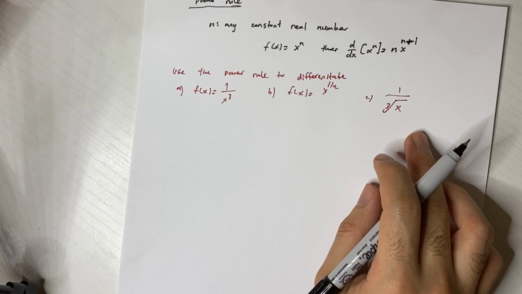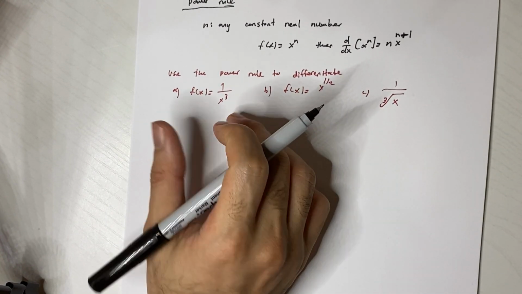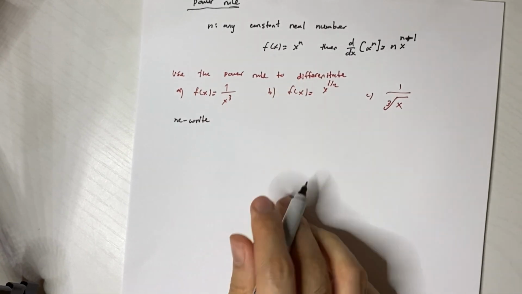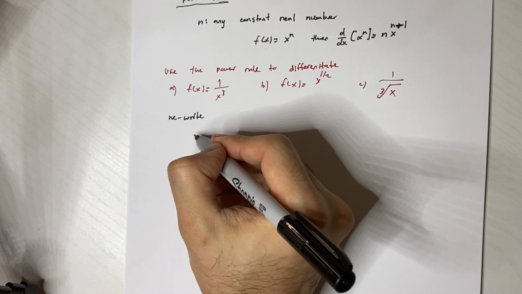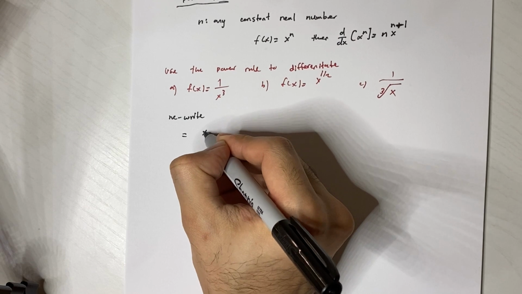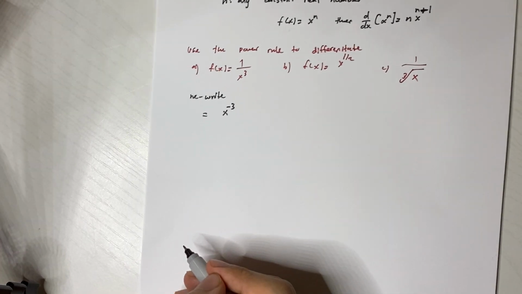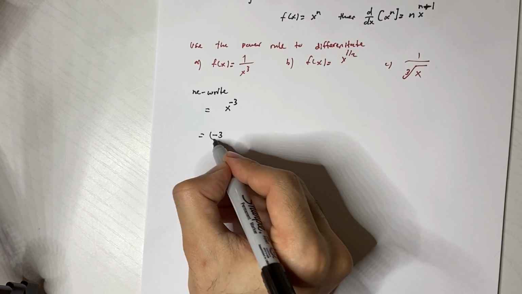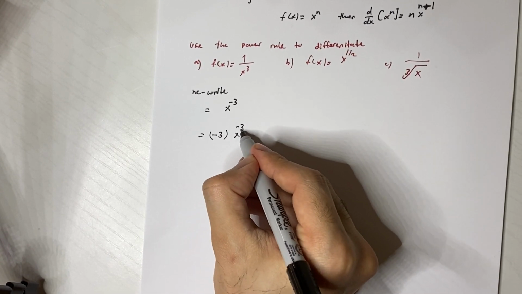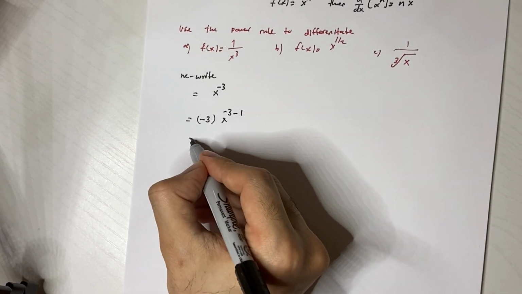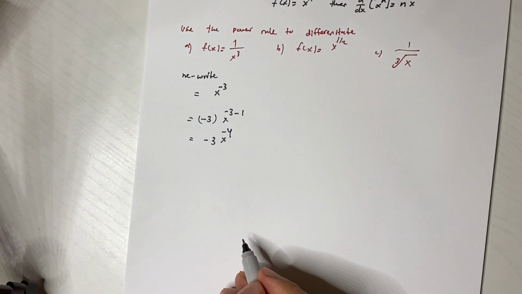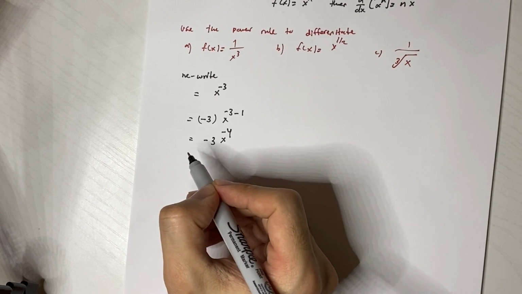Now let's look at these examples. We want to differentiate, so we want to find the derivative of each of these functions. The first function is 1 over x cubed. Let's rewrite this function. This function can be written as x to the negative 3. And then we are now ready to take the first derivative. We just apply the power rule, and that will be our derivative.